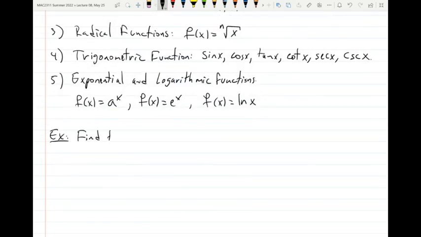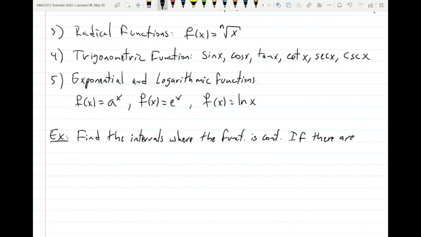Find the intervals where the function is continuous. If there are points of discontinuity, have the discontinuities classified. Remember the two types of discontinuities. If you see that a function is not continuous at a given point, it's either removable or non-removable.